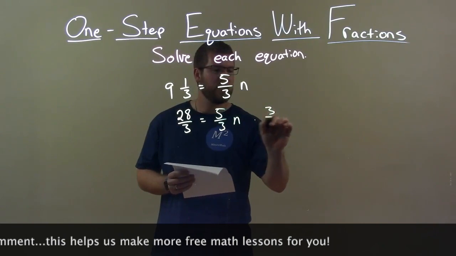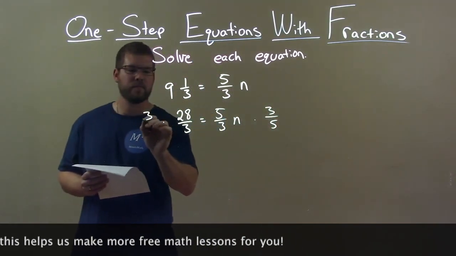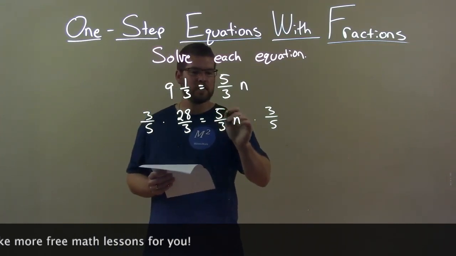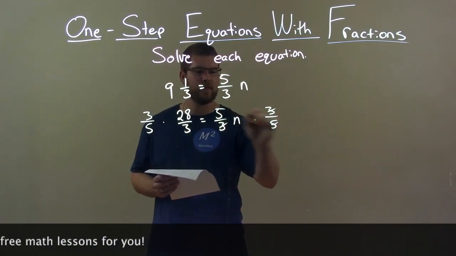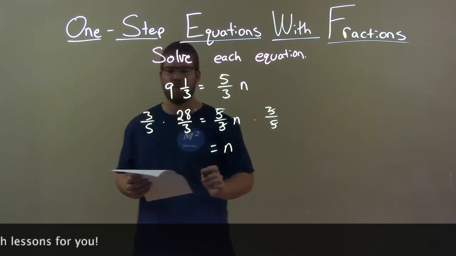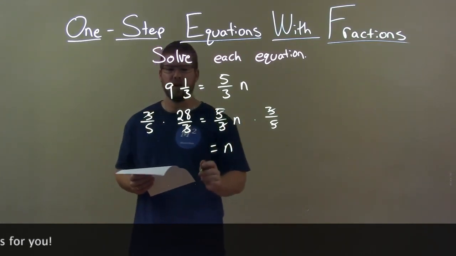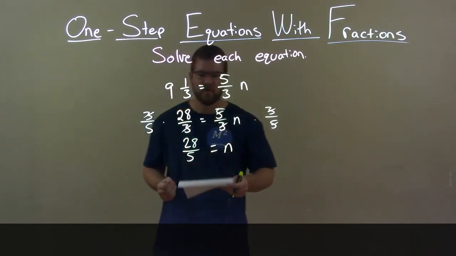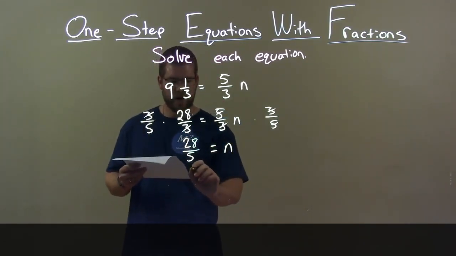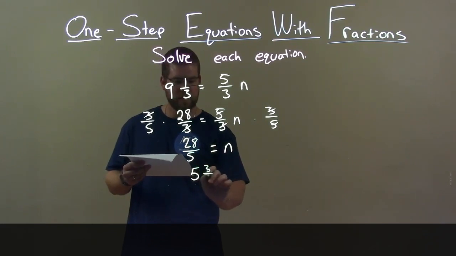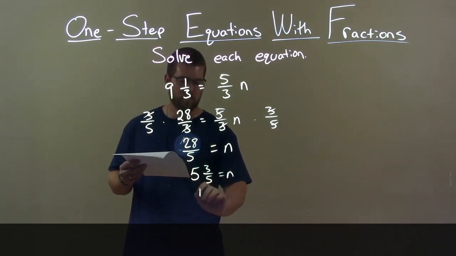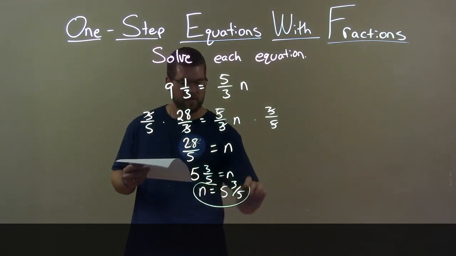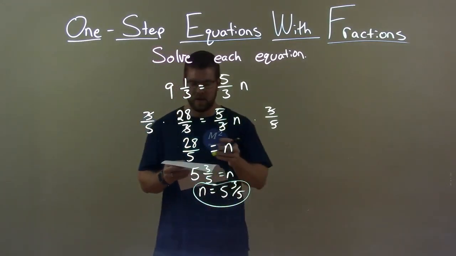Now, I'm going to multiply both sides by 3/5, okay? We're left with, well, the 5/3 and 3/5 purposely cancel each other out. We have n by itself on the right. The 3's can cancel each other out here, and so we're left with 28 over 5 on the left, which converts to a proper fraction to be 5 and 3/5 equals n, or rewrite it, n first, 5 and 3/5. And there we have our final answer.